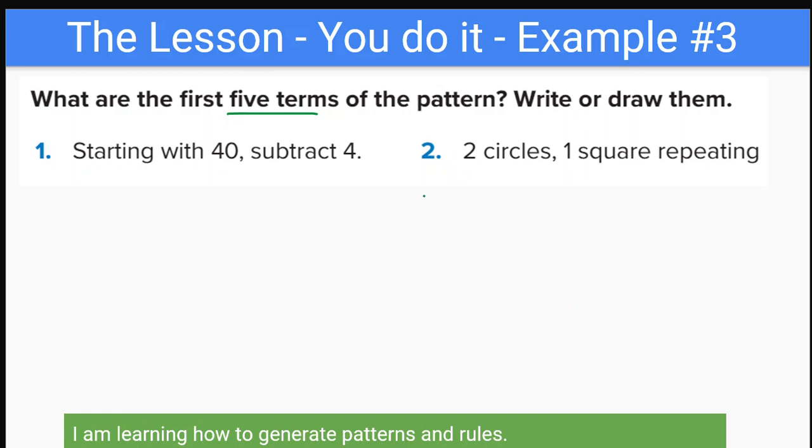And as a matter of fact, another way that it could be interpreted, I'm not sure, I'd have to look, is 2 circles and a square. They might count that as 3, okay? 1, 2, 3. Then 2 circles, and the first 5 terms would be 1, 2, 3, 4, 5. Ask your teacher what they're looking for, and you can see. Kids, you're learning how to generate patterns and rules.